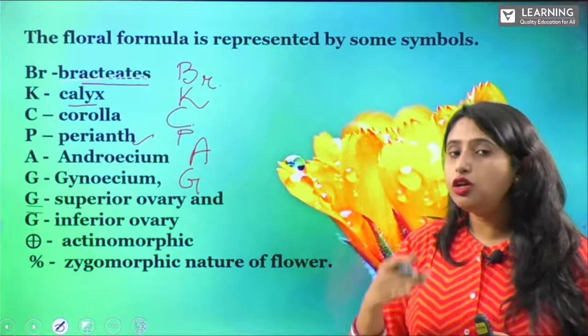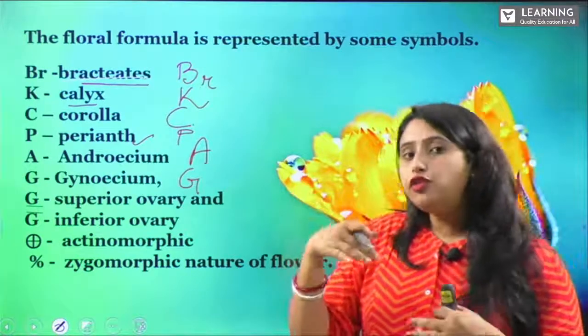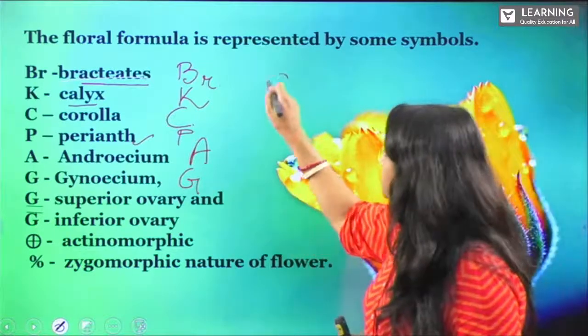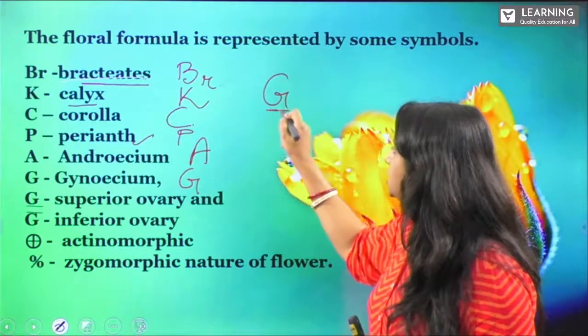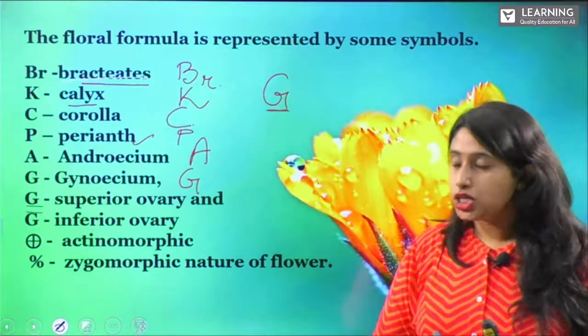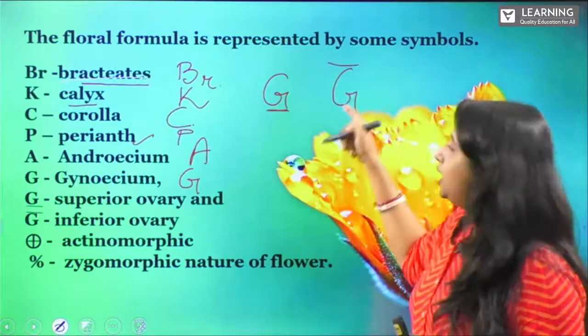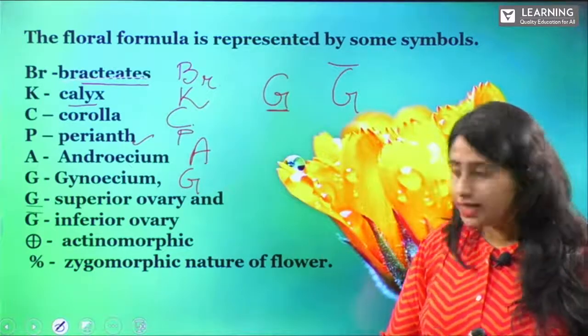Superior ovary means when the ovary is on the top and the other floral parts arise from the base, right? That is represented as G with a dash under it, and when the ovary is inferior, it is represented with this other symbol.